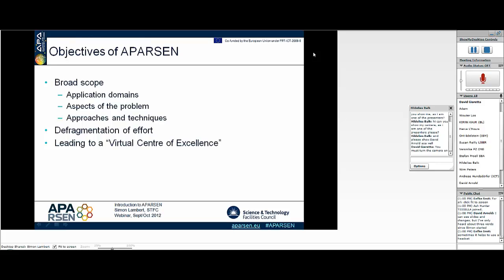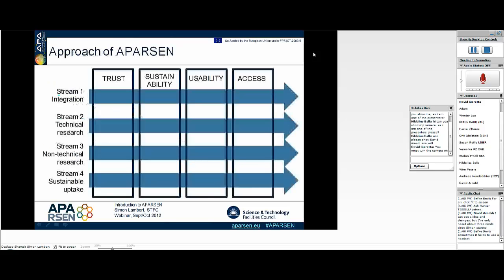And one of the key outputs is expected to be this thing called the Virtual Centre of Excellence, which is what today's webinar is all about.